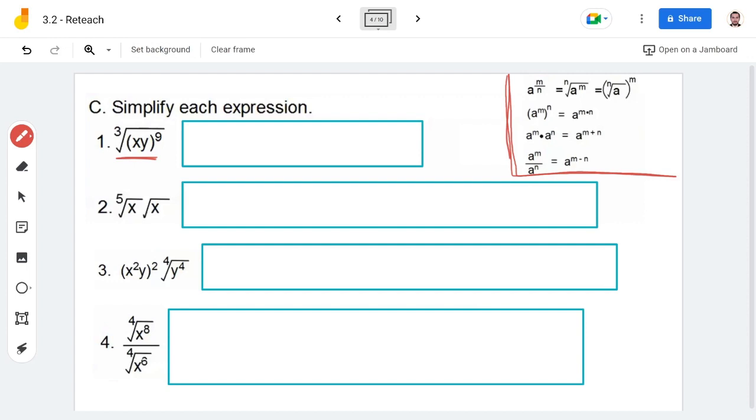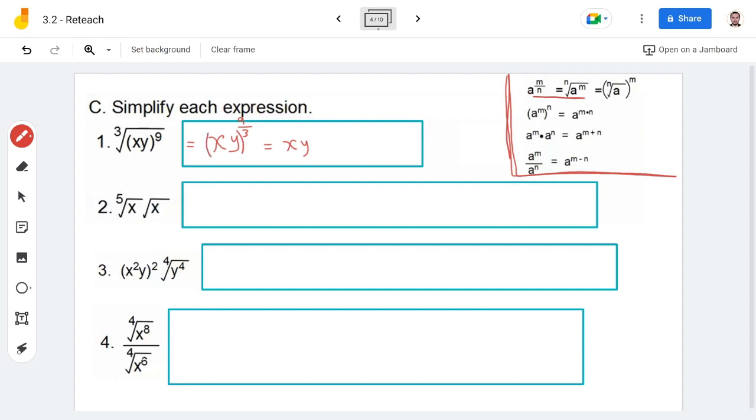Let's start with the first one here. Number one, it's saying here a root of degree 3 of xy to the power of 9. So how can we convert this one? We will follow this rule here. Let's convert it to the rational, so now it will be x and y to the power of what? To the power of 9 over 3, right? Now look, to the power 9 over 3. Can we simplify 9 over 3? Yes, we can simplify 9 over 3.